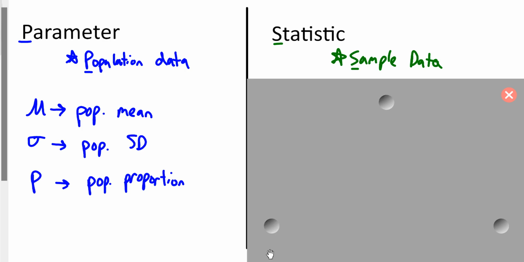Mu, which is our population mean. Sigma, which is our population standard deviation. We've worked with both of those in the past. And then P, which is our population proportion, is another parameter we're going to be finding. Like, what is the proportion of blank?